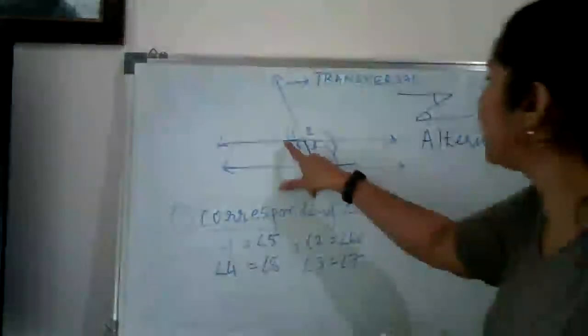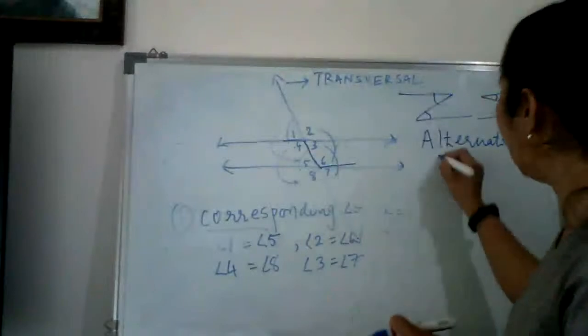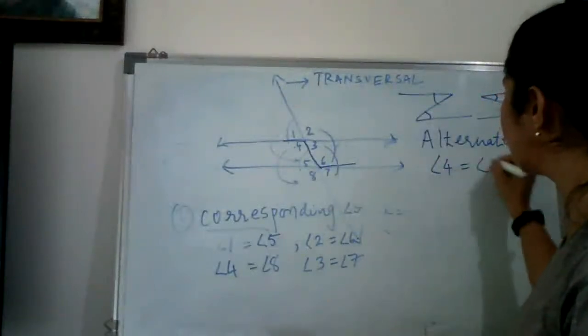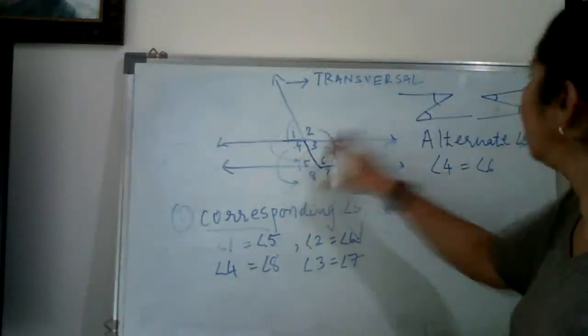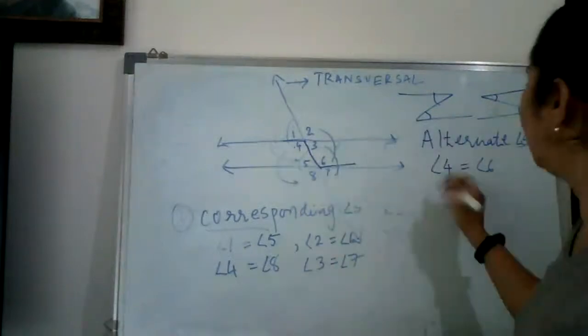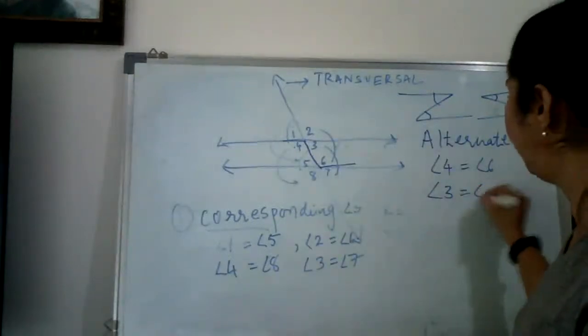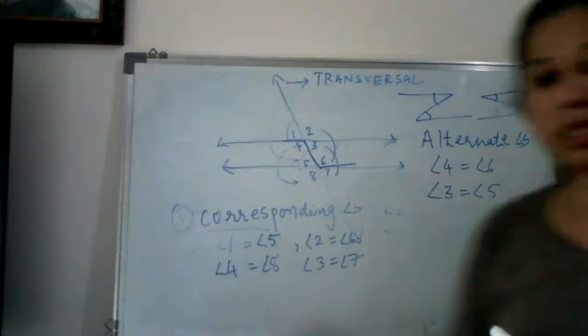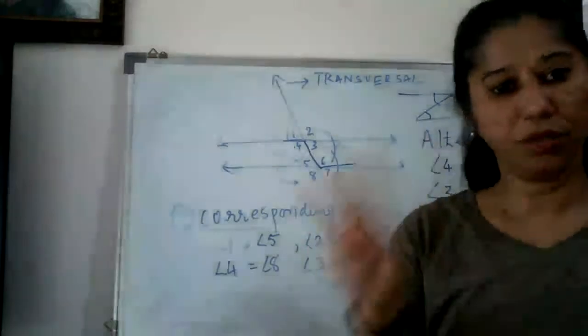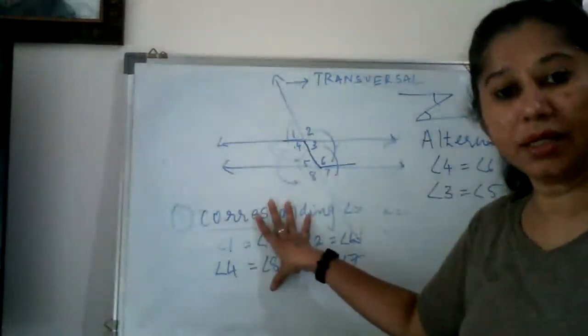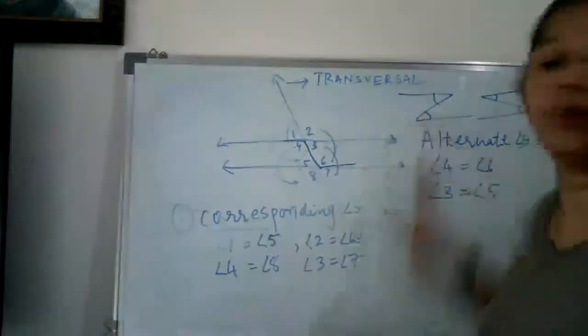So which pair will be formed? When you see Z, what do we take here? Angle 4 and angle 6 are equal. And similarly, in the reverse one, you could see angle 3 is equal to angle 5. I hope this is clear to you. So you get two pairs till now, a pair of corresponding angles and alternate angles.